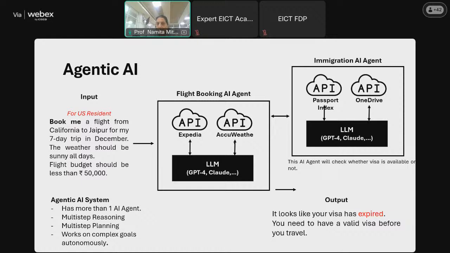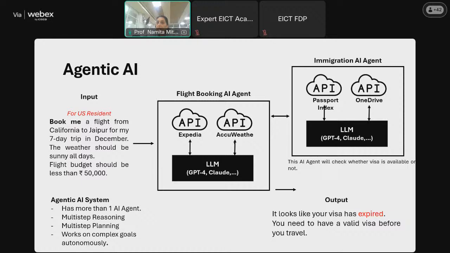So now look at the question. Book me a flight from California to Jaipur for my 7-day trip in December. The weather should be sunny all days. The budget should be less than 50,000. So here we have more than one AI agent, multi-step reasoning, multi-step planning, and it works on complex goals autonomously. So the flight booking AI agent, depending on that.